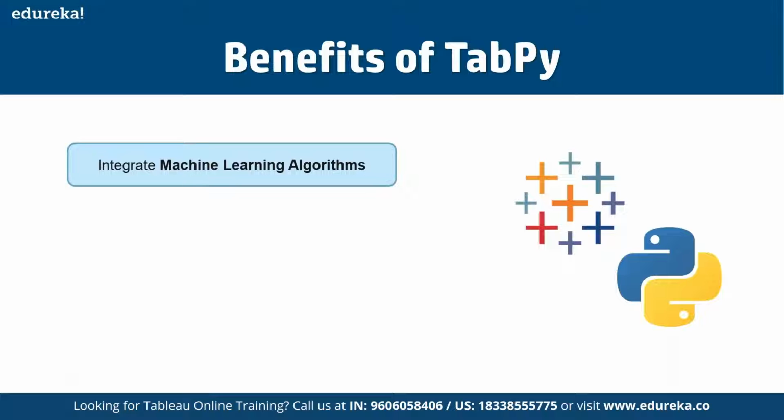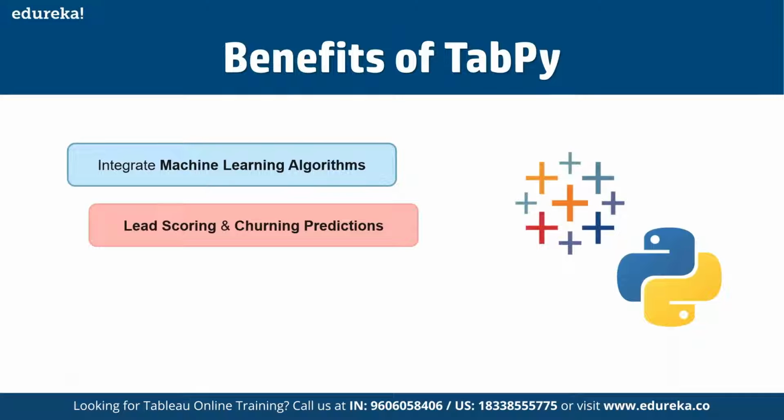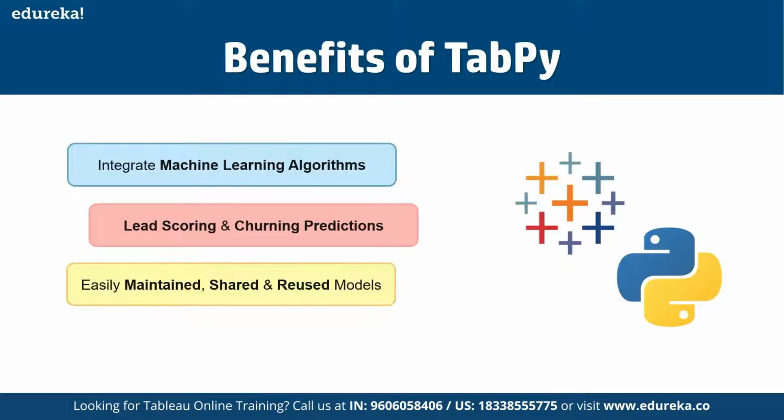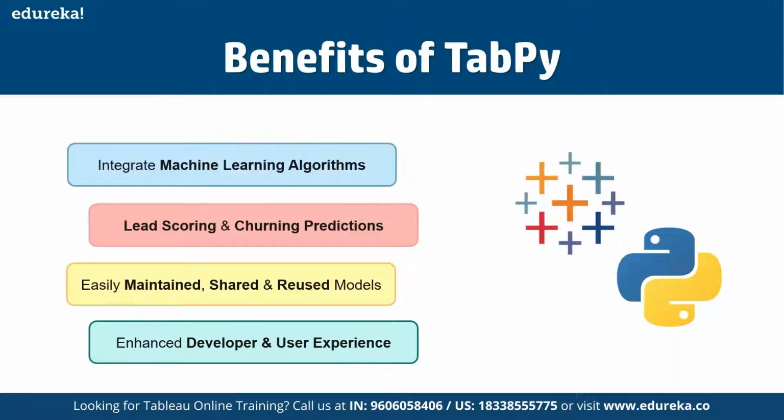Now, it has new capabilities. It can be used for churn prediction, converting text data to sentiment scores, or finding the optimal route for delivery trucks as well. As we discussed, it is used for lead scoring and churn predictions. It can be easily maintained, shared, and reused by using multiple models that can be coded just once and customized easily as per the requirement, thus reducing the manual task.